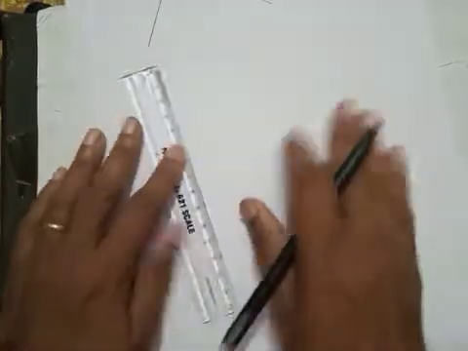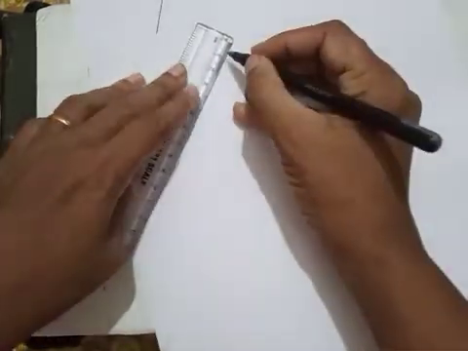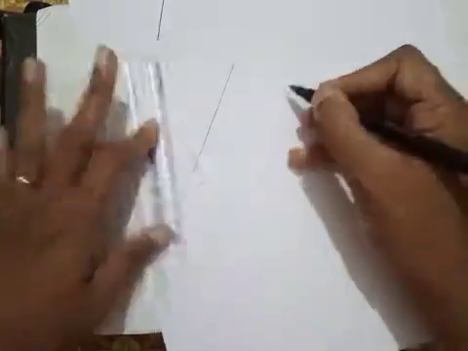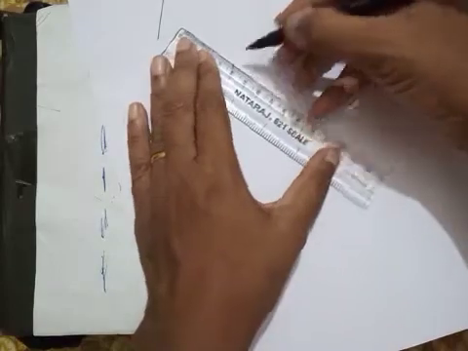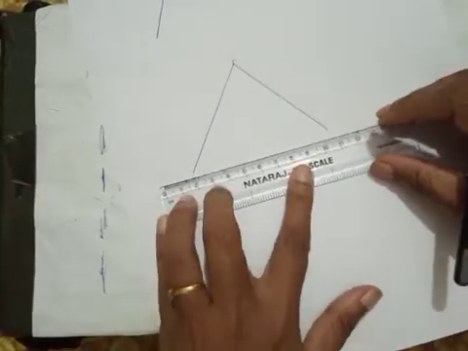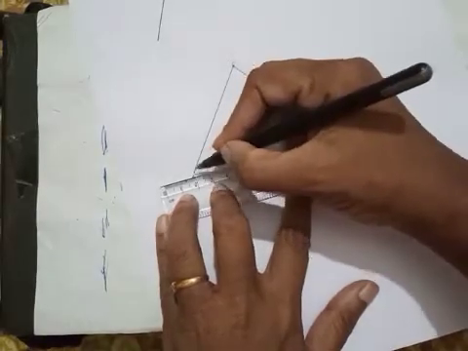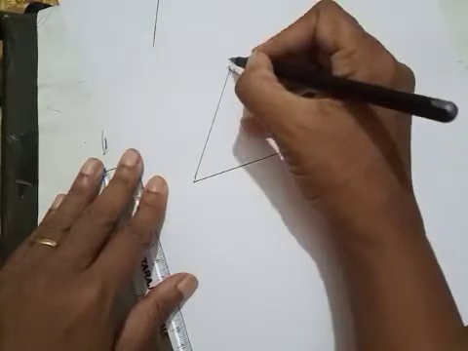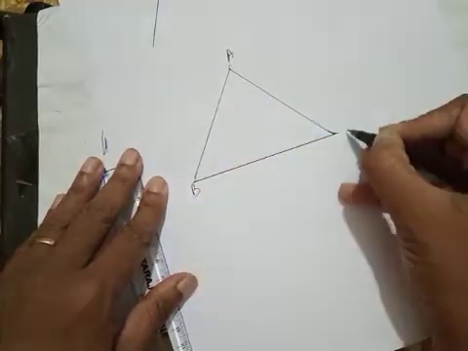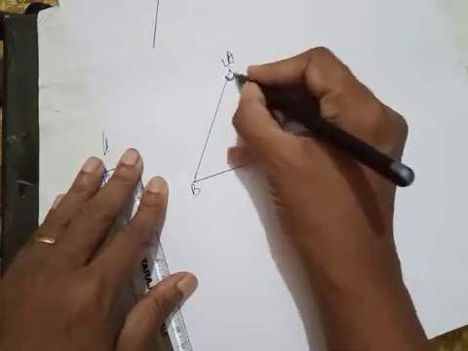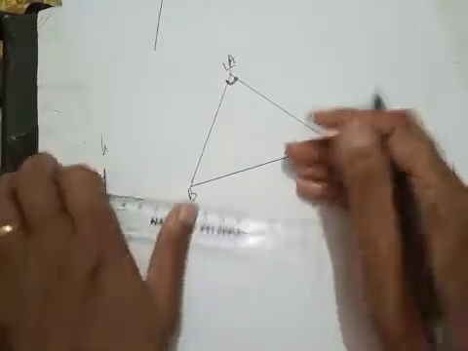I'm drawing another one, that triangle is not proper. Okay, so this is the triangle. You can name it A, B and C. This is the angle of prism. This angle is called angle of prism, angle A.